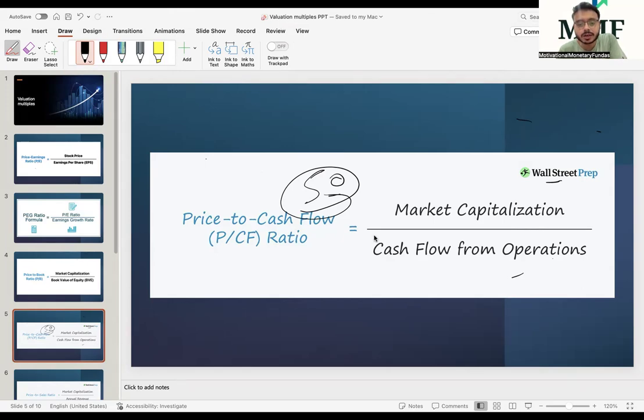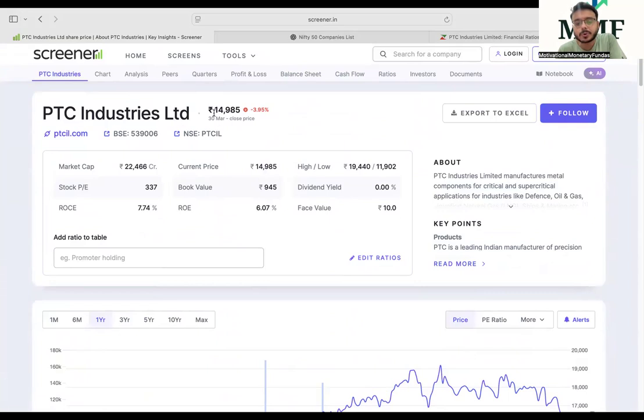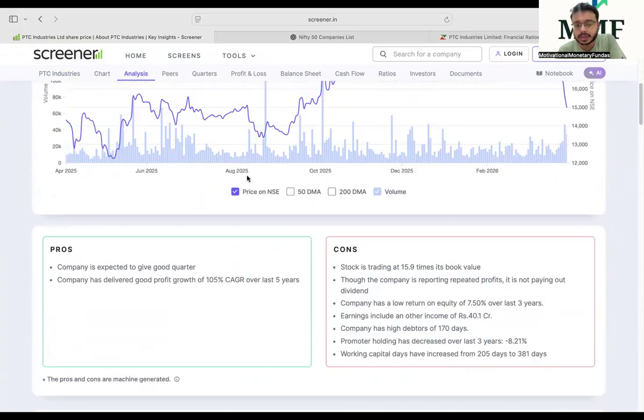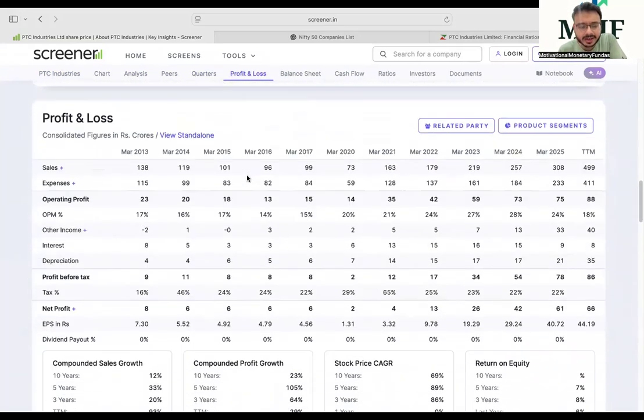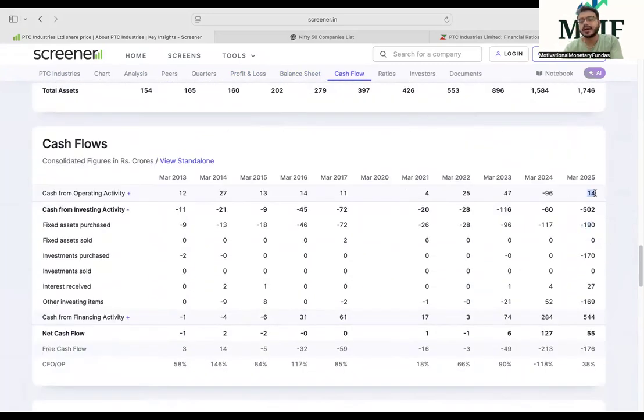ठीक है? अगर मैं स्क्रीनर पे जाऊं, मेरा करंट मार्केट प्राइस is 4985 for this company. ठीक है? मैं 4985 को ऑपरेटिंग एक्टिविटी से डिवाइड कर देता हूँ. 4985 divided by 14, बहुत बड़ा नंबर आएगा. 4985 divided by 14, 1070 is the price to free cash flow.